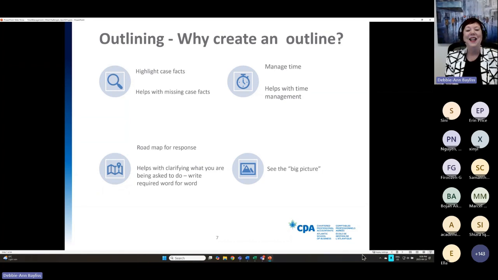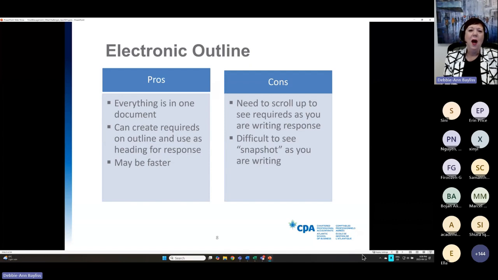And then, of course, this allows you to sit back and look at all the information you have, look at all of what you're being asked to do, and then be able to rightfully allocate the time to each of those requirements. So I wanted to talk about the advantages. There are advantages and disadvantages when it comes to creating an electronic outline. The advantage, as I said, is everything's in that document. And as you're extracting the information, you're able to create the structure that you need for your response.